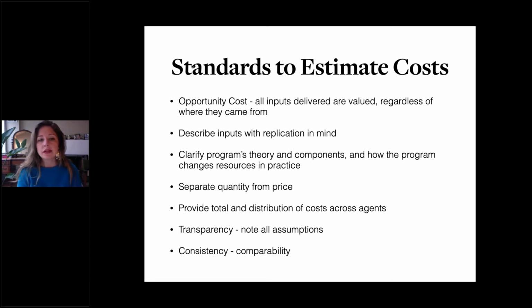It's also important to clarify the program's theory and components, right? How the program changes the resources in practice. You want to separate quantity from price. Provide total and distribution of costs across agents. Be transparent. You're going to have to make assumptions. There's going to be aspects of your implementation or ways that costs might vary that you are not able to completely cover in your study, and that is normal. We all have scope limitations.